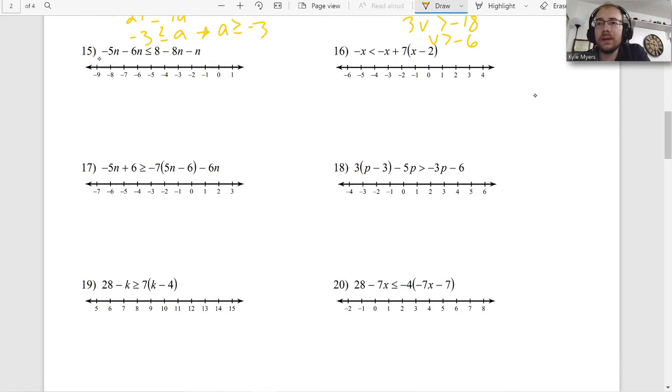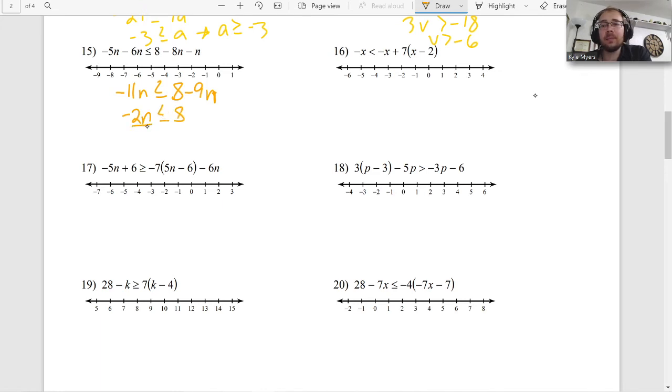And let's see, negative 5n minus 6n, that's negative 11n, less than or equal to. We can combine some n's on the right-hand side as well. Negative 8n minus n is minus 9n. So this time I do want to have the n be negative, just because I have one number on the right-hand side. It's just going to make more sense to do it that way. So I'm going to add 9n to both sides and get negative 2n, less than or equal to 8.